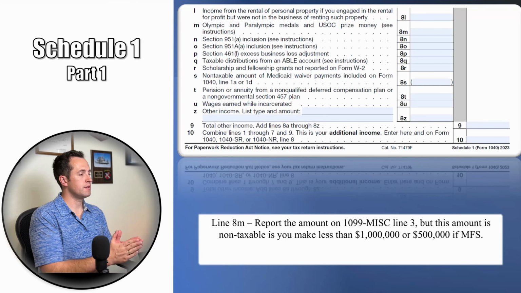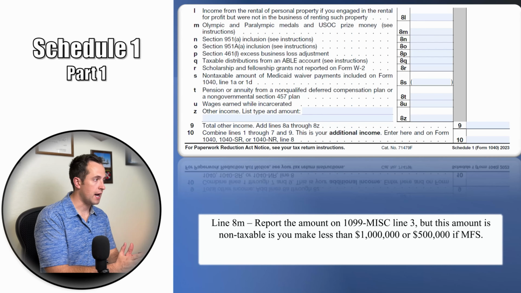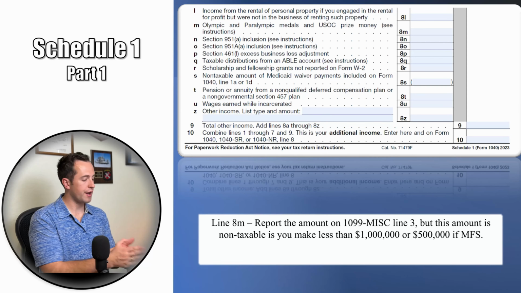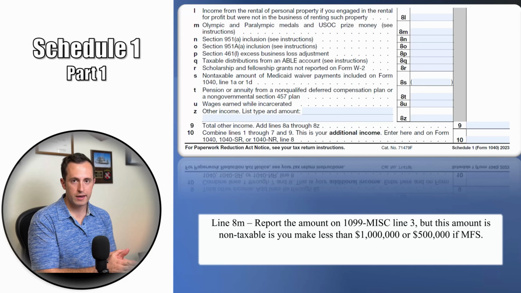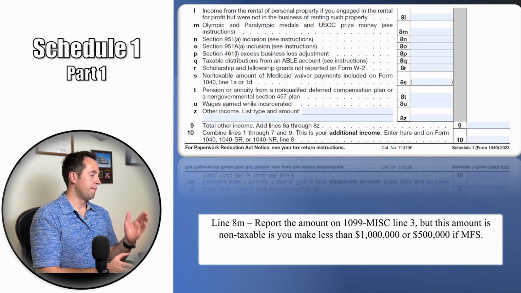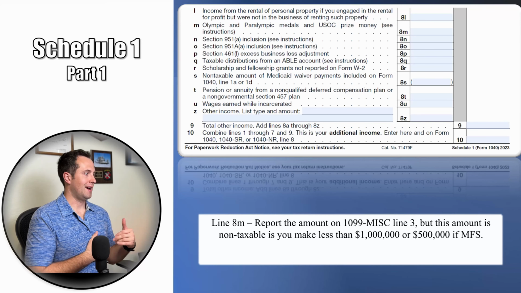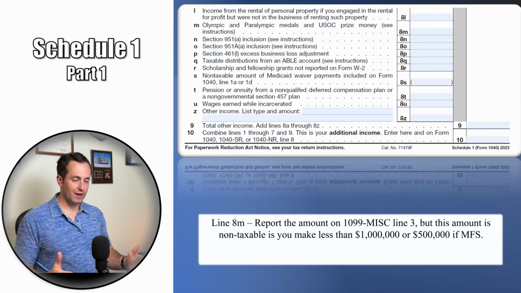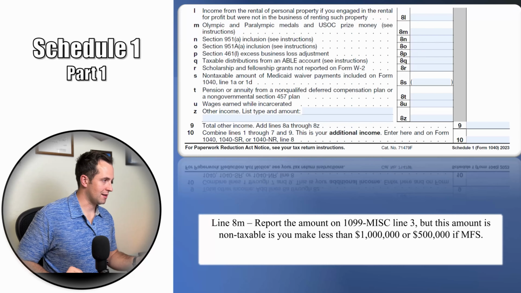8M. Basically, this is going to be reporting the amount on your 1099-MISC line 3. So let's say you went to the Olympics. You got a gold medal. Congratulations, that gold medal, it is worth something, and the IRS wants to know how much it is worth. But I guess a good part here is that if you make less than $1 million, or $500,000 if you're filing separately, then that's not going to be tax deductible.